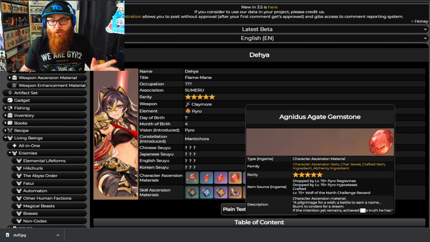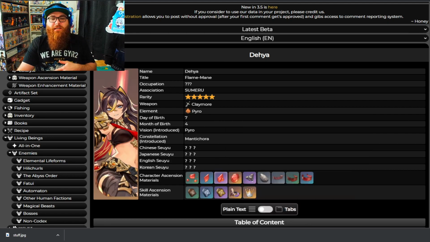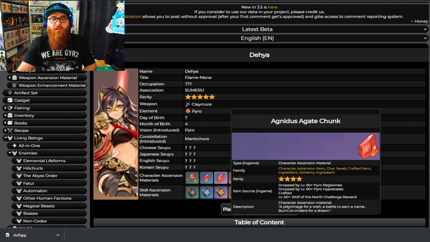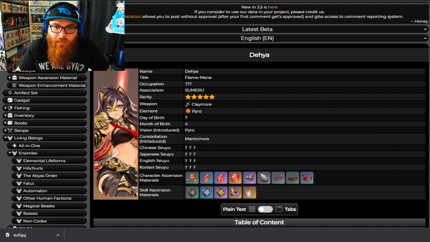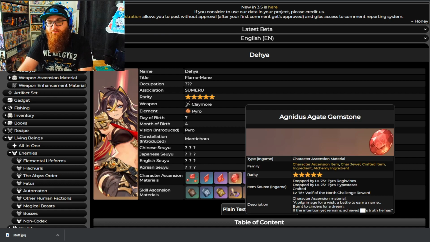For those who don't know, you need 3 of the silvers to make a fragment, 3 fragments to make a chunk, and 3 chunks to make a gemstone. That's how it's always been. So make sure that you're farming up the bosses. For pyro, you could get them from pretty much any pyro regisvine, from the pyro hypostasis, and it looks like you could get it from the Wolf of the North, aka Boreas, which I'm actually pretty surprised by. I did not know that. So there's plenty of ways to get these little fragments.